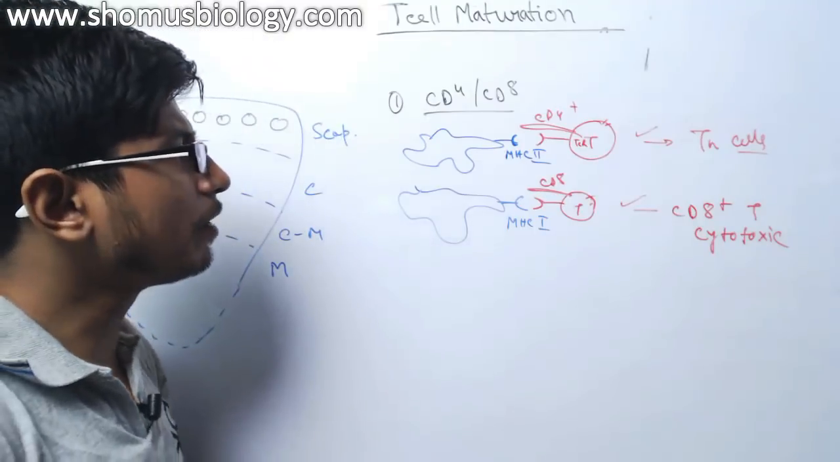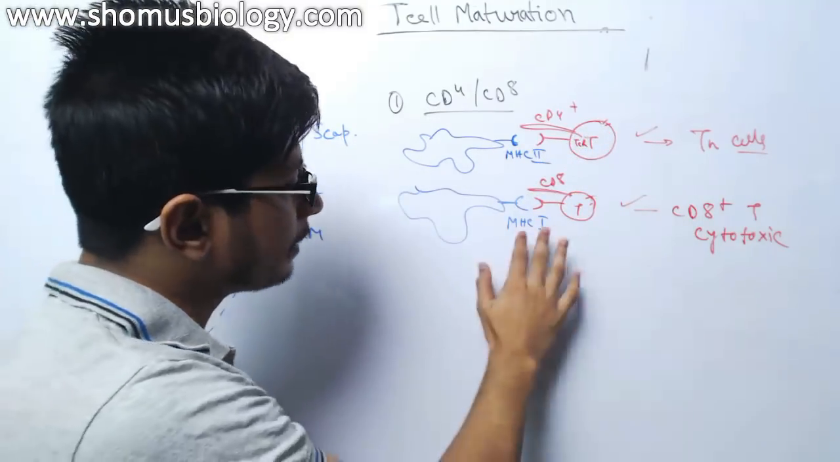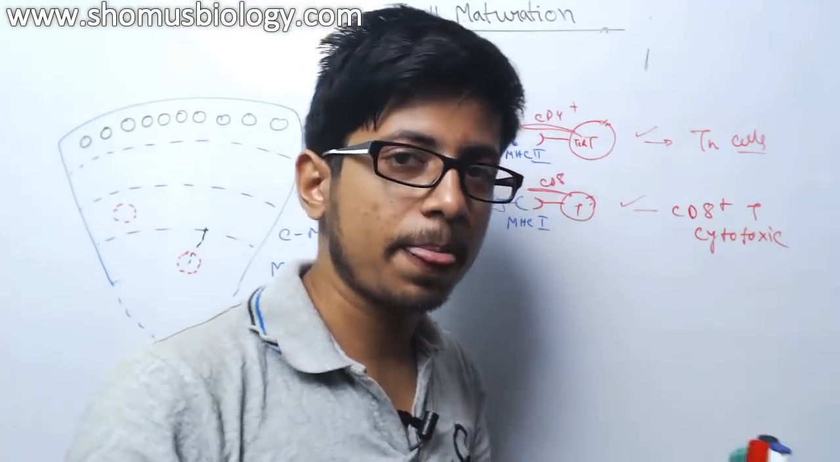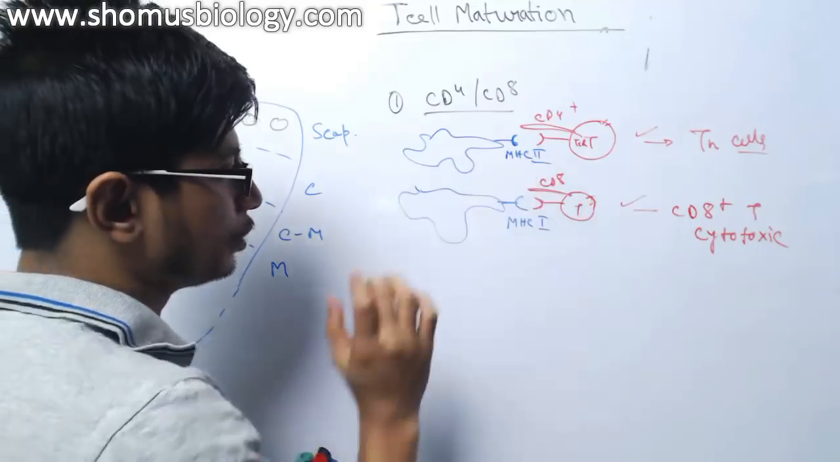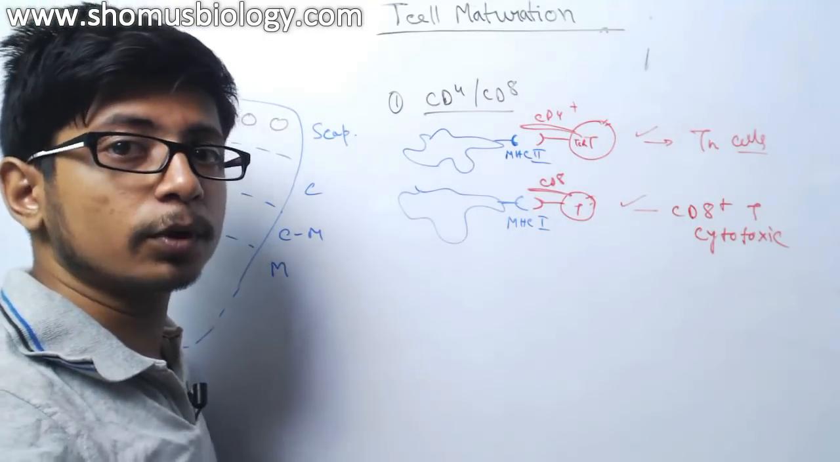Now let's say some of those cells cannot bind with either MHC1 or MHC2. They fail to engage in proper interaction with either MHC1 or MHC2. Those cells will be signaled for apoptosis or programmed cell death.